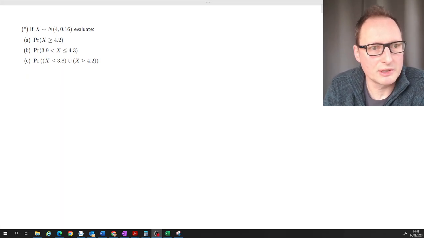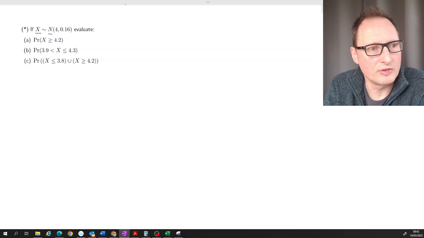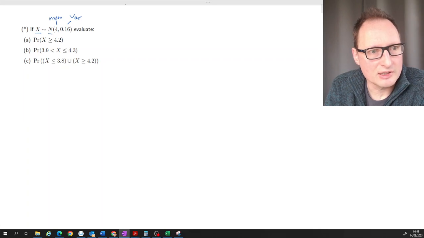So, it's a question with a random variable x, which is normally distributed with mean four and variance 0.16. So that means that the standard deviation of x is equal to 0.4, because that is the square root of 0.16.